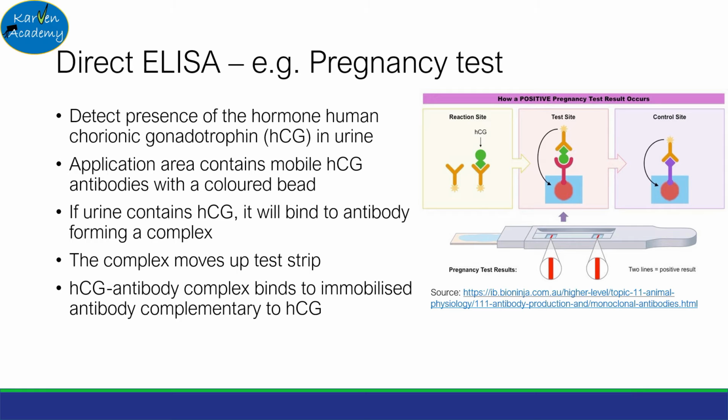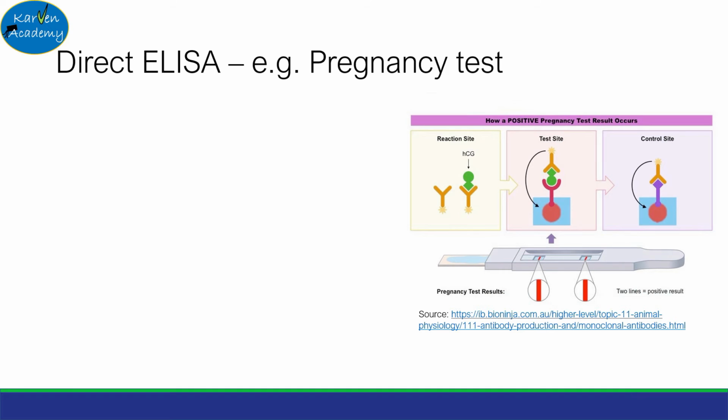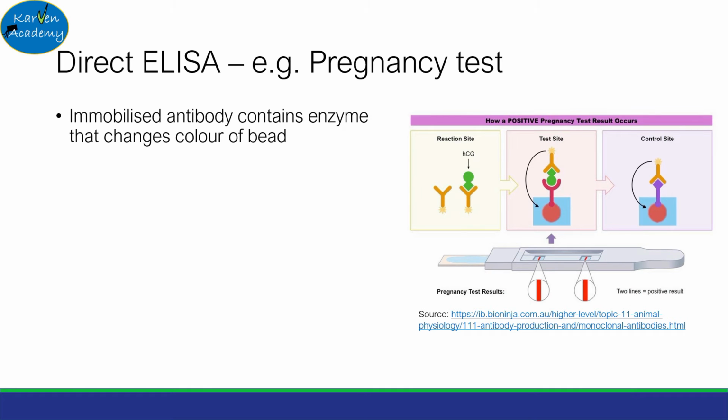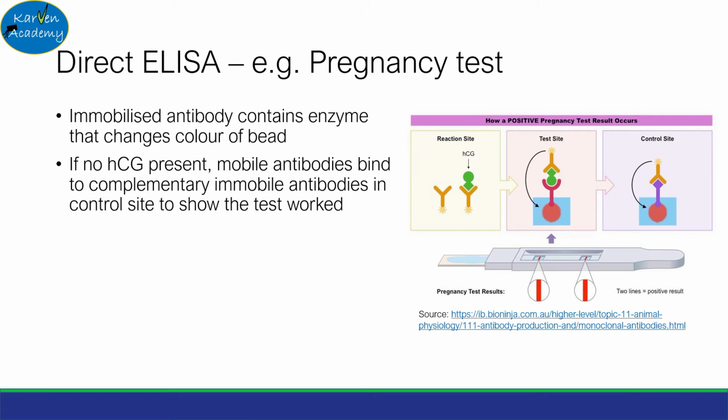Remember that all antibodies used so far here are primary because they bind directly to the antigen. The immobilized antibody contains an enzyme that changes the color of the bead attached to the other antibody, indicating the presence of HCG. If no HCG is present, the mobile antibodies move along the strip and bind to complementary immobile antibodies in the control window to show that the test has worked. If there are two lines, the woman is pregnant.